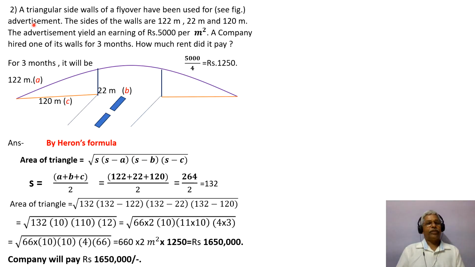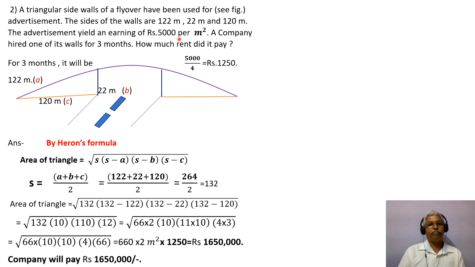Okay. Second one: the triangular side walls of a flyover have been used for advertisement. See the figure. This is a flyover, and these are the two walls. The sides of the walls are 122 meters, 22 meters and 120 meters. The advertisement yields an earning of rupees 5,000 per meter square. This is the rate. Earning means per annum or per year. Okay, a company hired one of its walls for 3 months. How much rent did it pay?